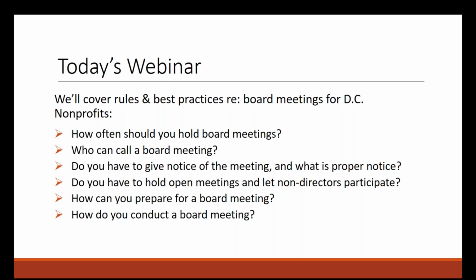One thing I want to highlight here is that the focus will be on DC-based organizations. That's because some of the specific rules and requirements emanate from DC law or state law. Specifically in our case, it's the DC Nonprofit Code. So we're going to be diving into those DC code requirements.